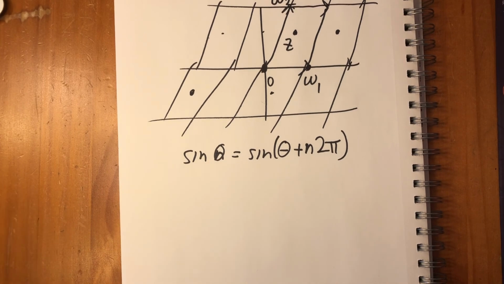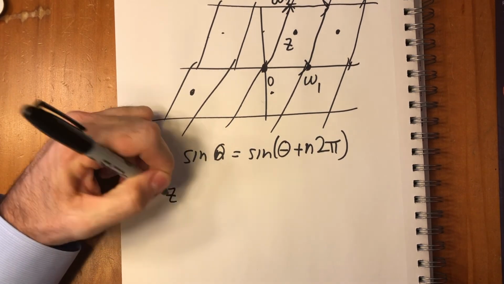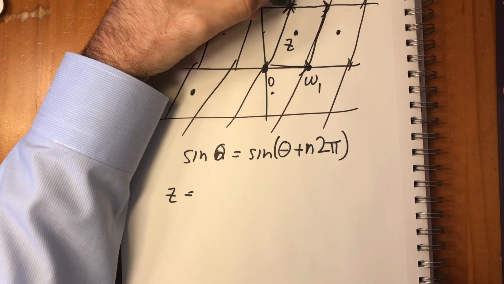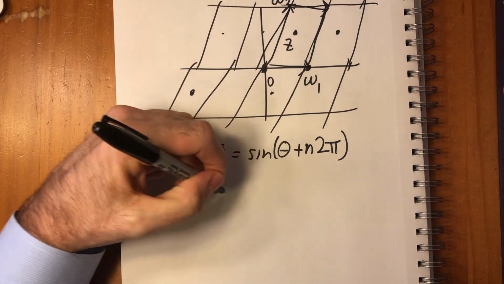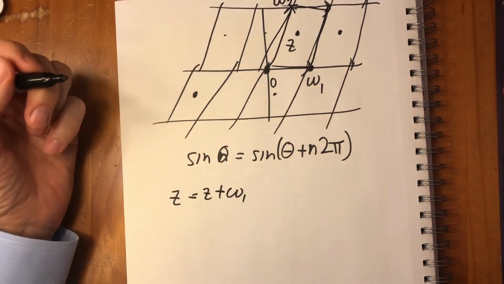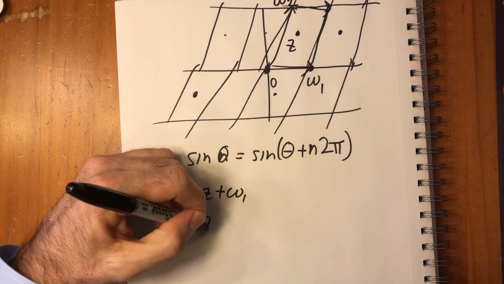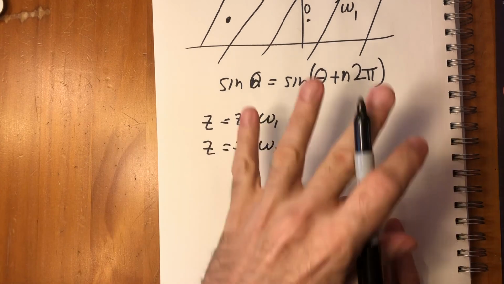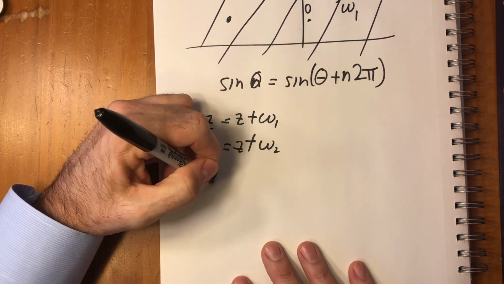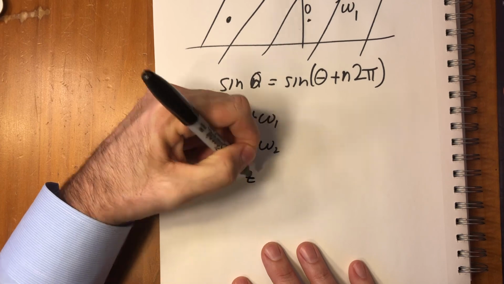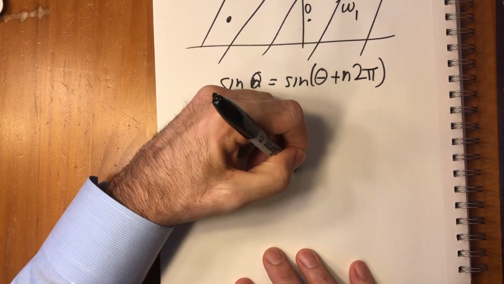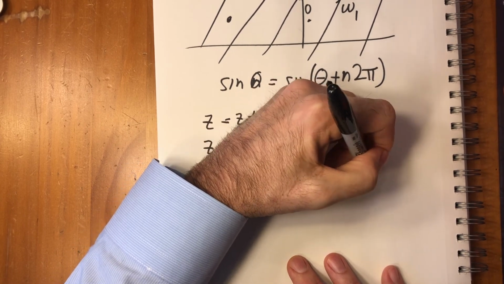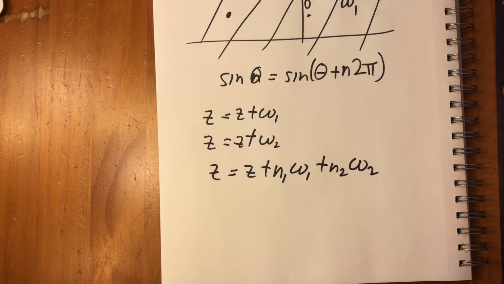So the way that that is expressed is that there is an omega 1 and an omega 2 that defines this parallelogram so that f(z) equals f(z plus omega 1), f(z) equals f(z plus omega 2), and then also more generally in any direction, f(z) equals f(z plus any multiple of omega 1 plus any multiple of omega 2). So you can go any direction, okay?